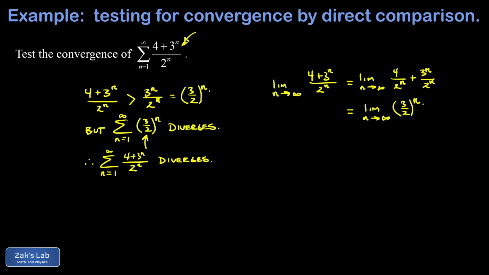That's a number bigger than 1 being raised to higher and higher exponents. And that piece goes to infinity, and because our terms are not approaching 0, that means the series itself must diverge.